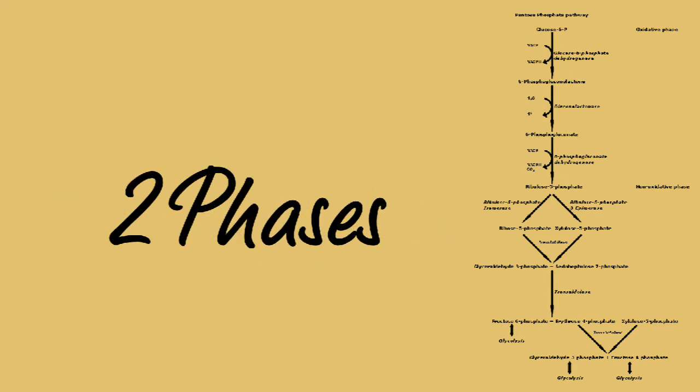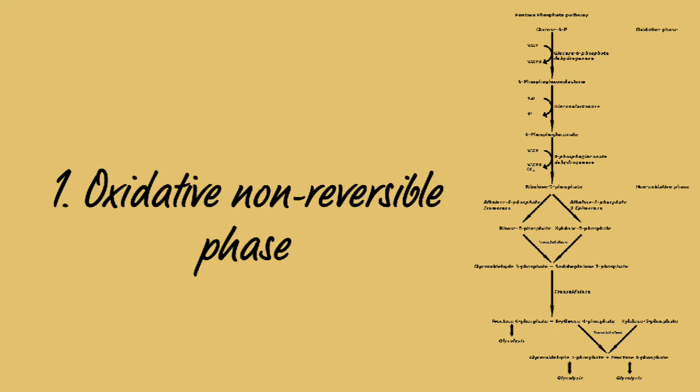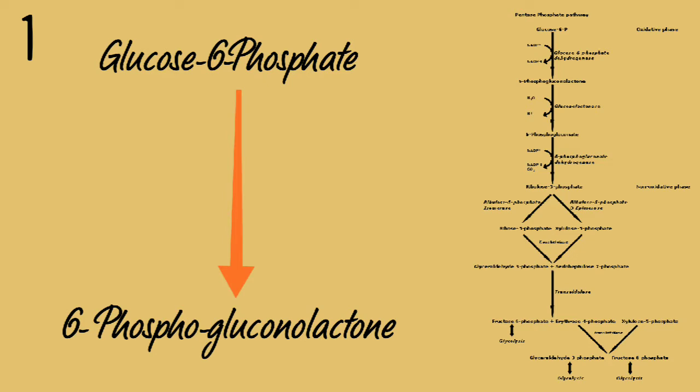The sequence of reactions of the pathway may be divided into two phases: an oxidative non-reversible phase and a non-oxidative reversible phase. First of all, let's start with the oxidative phase. During the oxidative phase, glucose 6-phosphate undergoes dehydrogenation and decarboxylation to yield a pentose, that is ribulose 5-phosphate, and along with this, two NADPH molecules are also generated. Now let us understand the reaction steps coming under the oxidative phase.